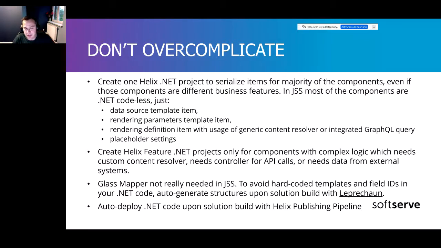And yeah, in our case, we have some Helix Feature .NET project for more complicated components. For example, when the components have some complex logic, like they call some third-party APIs, or they need data from an external system, then you need to create this logic somewhere. So in our case, we use some custom content resolvers or some custom APIs to return this data. So we have to put it in this Features project in the Helix architecture.